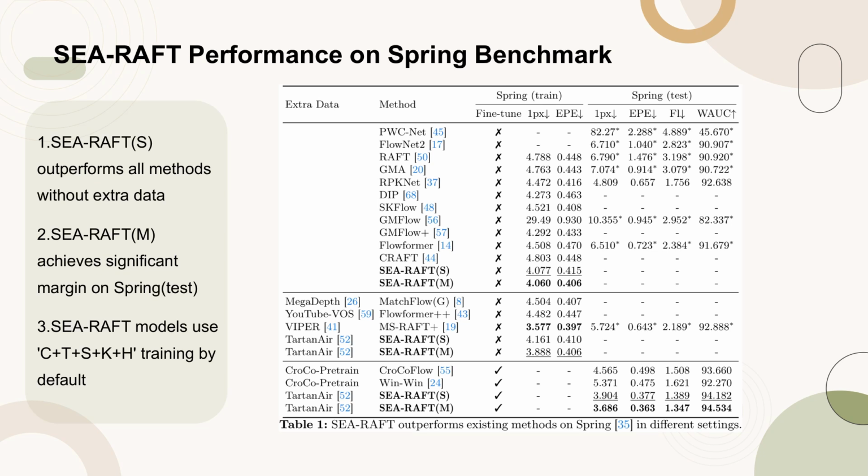The table also notes that all SEA-RAFT models undergo C+T+S+K+H training by default, which includes datasets like Sintel, FlyingThings 3D, KITTI, and HD1K. This comprehensive training approach contributes to the model's robust performance across various settings.